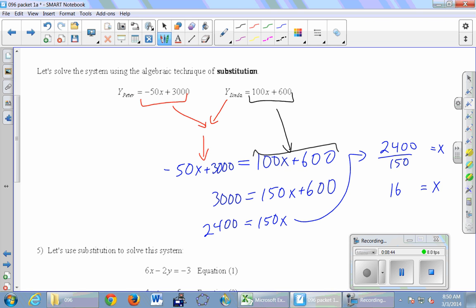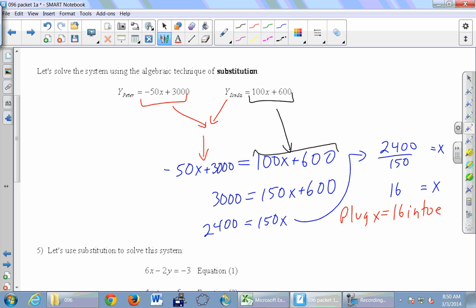Okay, this is a partial solution. This is the x value at the intersection, but it would also be really nice to give the y value at the intersection. So if I know that x equals 16, I can plug into either of these y equals equations to find the y value. And if I did this right, then whatever you get by plugging 16 into the one equation should be exactly the same as when you plug 16 into the other equation. So we'll just say plug x equals 16 into either equation.